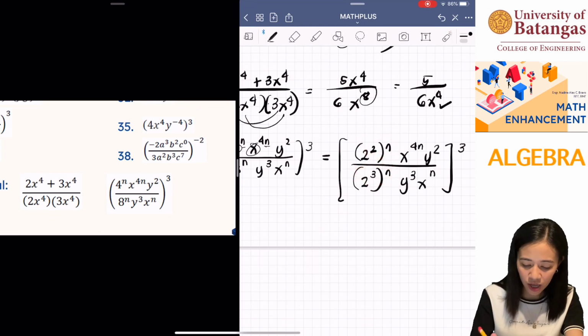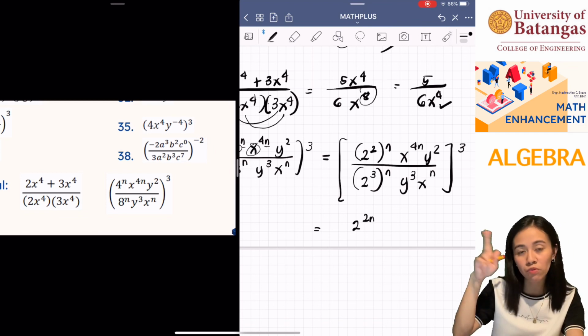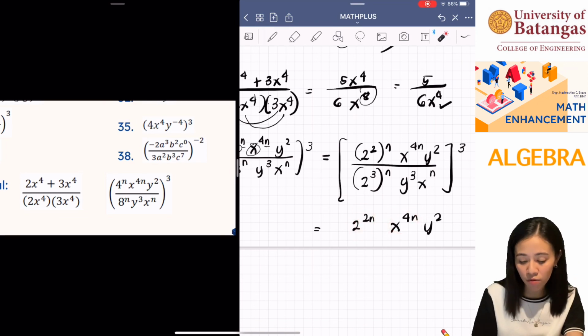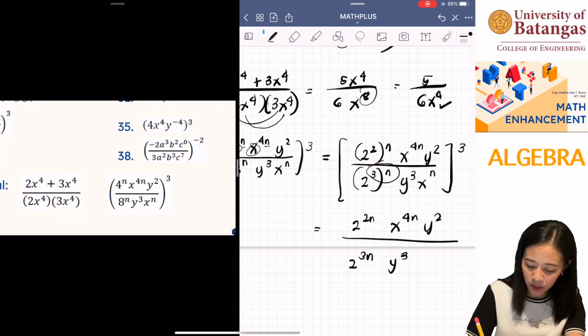So, ang mangyayari dyan, that would be equivalent to 2 raised to 2n, because you multiply 2 times n. Then you have x raised to 4n, y squared. Hindi mo pa rin pwedeng isimplify ito ha, magkaiba sila ng base. Okay, different bases, cannot be simplified. Over, meron akong 2 raised to 3n dito. Okay, and then I have y cubed, and then I have x raised to n.